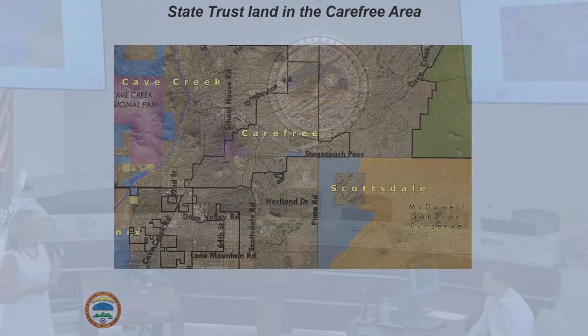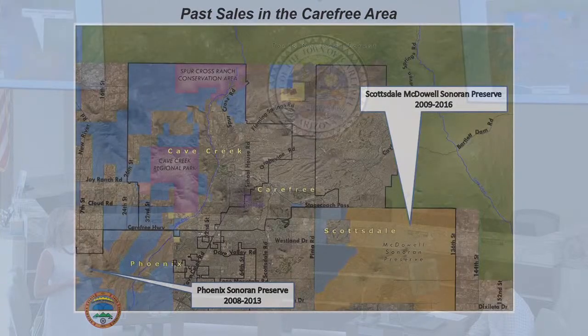So here's a bigger picture of state trust land in the area. You can see the Carefree 50 just right there on Stagecoach Pass Road. I'm going to have a closer up version for you here in a minute. I can show you some recent sales that we have done.